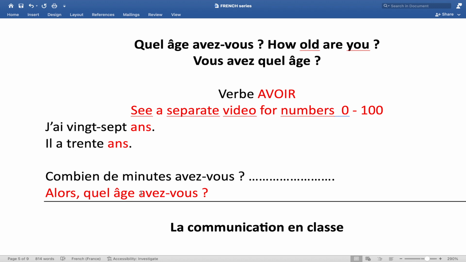Finally, alors. Alors means, and so, therefore. Alors, quel âge avez-vous? And so, how old are you? This is a question that I'm concluding with. I'm asking you to tell me, alors, quel âge avez-vous? So please, if you are ready with the answer, you can type it in the comments. You can say, j'ai. If you're 30 years old, you can say, j'ai 30 ans. If you're 40 years old, you can say, j'ai 40 ans. And so on and so forth.